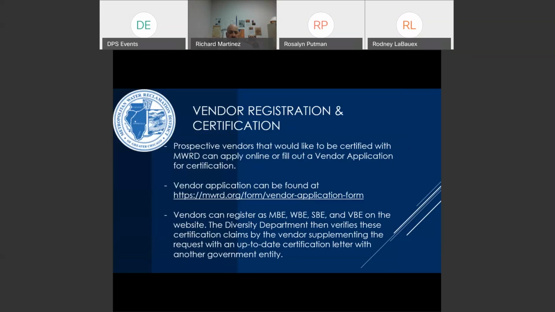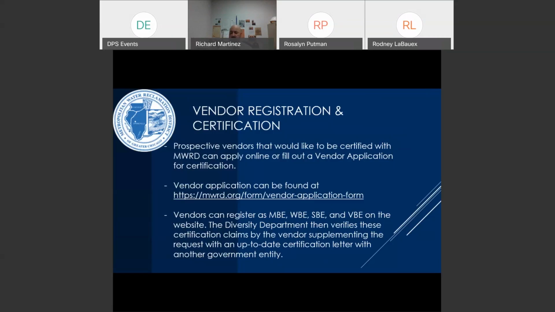Now, I do want to distinguish that here at the district, it's a 2-step process. For example, just to get registered with us as an M or a W or a V, you get a 1-year certification. But in the event that you actually get listed on a district contract as a subcontractor or a subconsultant, we have what we call our verification process. And that process is much more involved. We ask for a lot more documentation as we go through and vet and verify your company. So I just want to make that distinction.